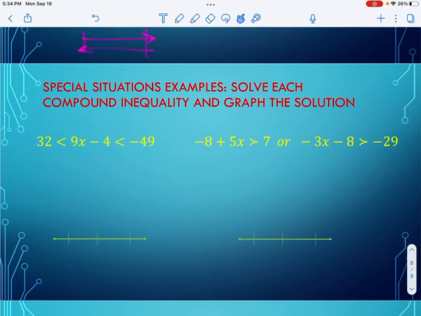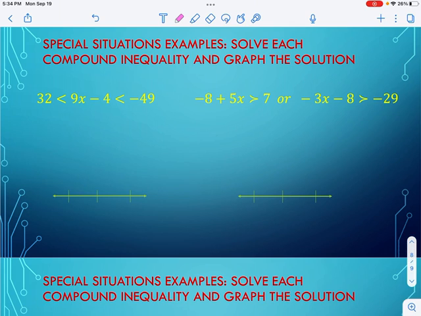Now let's look at a couple special cases. So on this first one here, we start in, I'm going to add 4 to both sides.